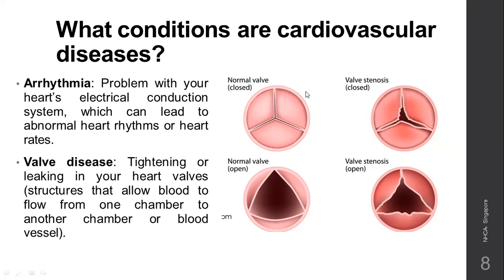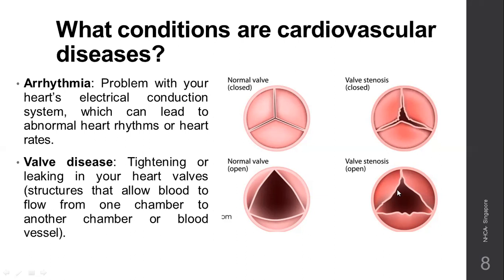So this is how a normal valve looks when it is closed and when it is open. Okay. And this is how valve stenosis is a type of disease condition where you can see there is an abrasion in the edges of the valve through which the blood can still escape into the ventricles from the upper chamber to the lower chamber. The blood can still escape because it is not closing properly.